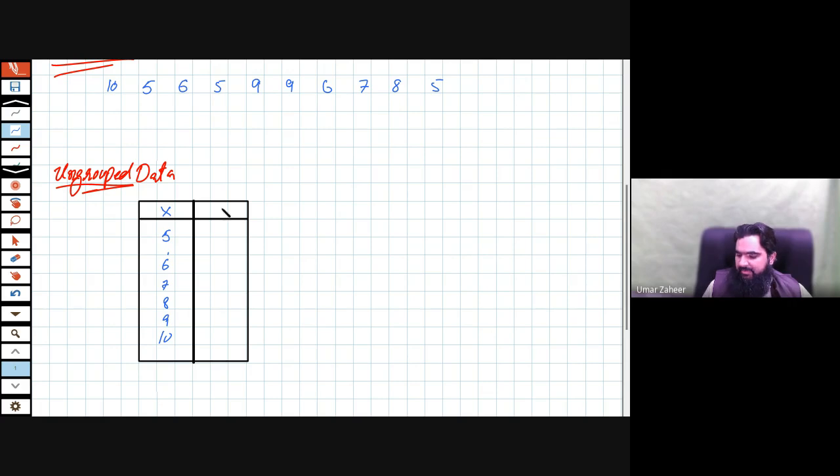Here we are going to write the frequency. Frequency means how many times that number is repeated. How many times is 5 repeated? 1, 2, and 3. This means the frequency of 5 is 3. The next number is 6. It is repeated 2 times, so the frequency of 6 is 2. The third one is 7. It is only 1, so the frequency of 7 is 1. In the same way, the frequency of 8 is 1. The frequency of 9 is 1, 2, so it will be 2. And the frequency of 10 is 1.